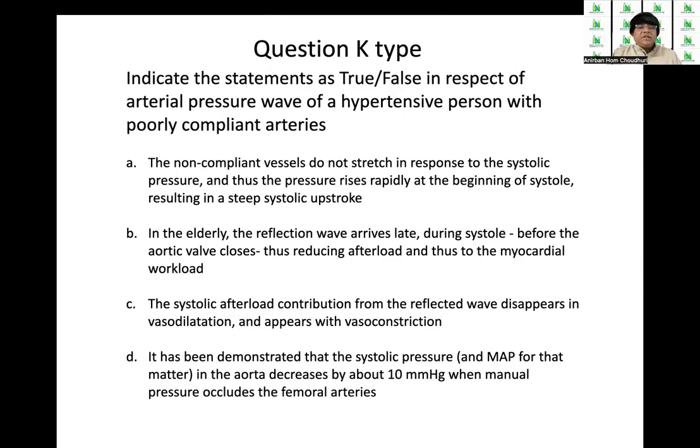B, in the elderly, the reflection wave arrives late during systole before the aortic valve closes, thus reducing afterload and thus myocardial workload. C, the systolic afterload contribution from the reflected wave disappears in vasodilatation and appears with vasoconstriction. And D, it has been demonstrated that systolic pressure in the aorta decreases by about 10 millimeters of mercury when manual pressure occludes the femoral arteries because of the distance, as you know.